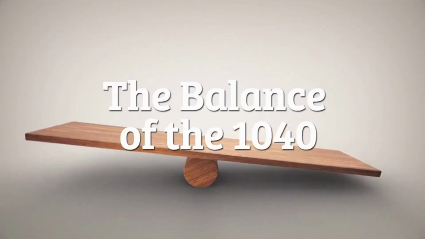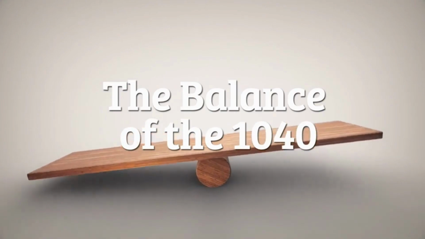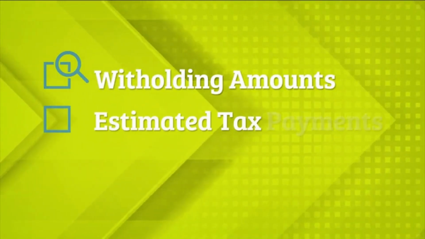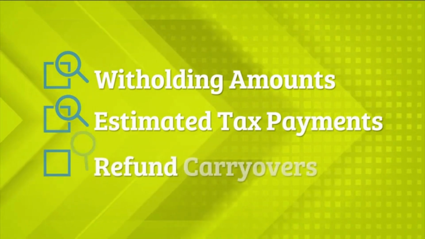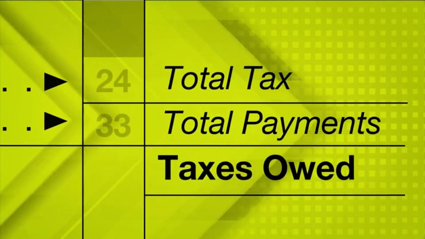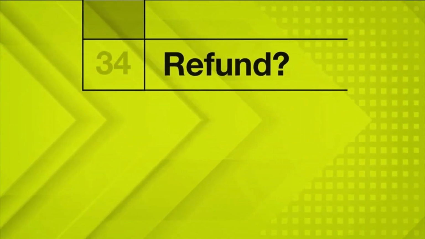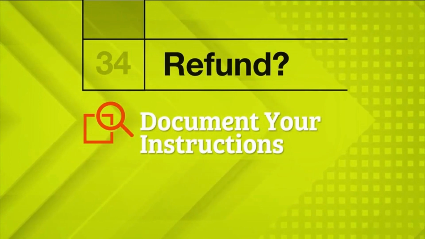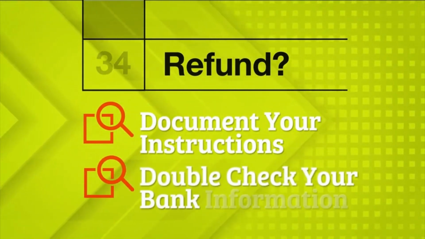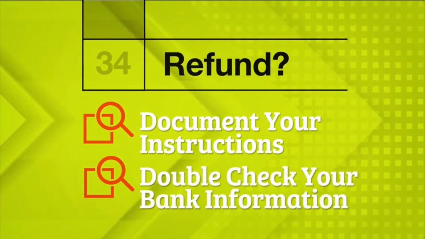Now it's time to confirm the accuracy of the balance of your tax return. Double check your withholding amounts, any estimated tax payments, and any refund carryovers. Next, confirm any other entries on the balance of the tax form. And finally, if due a refund, ensure your instructions are properly documented on your tax form and double check any bank account used for auto deposit.